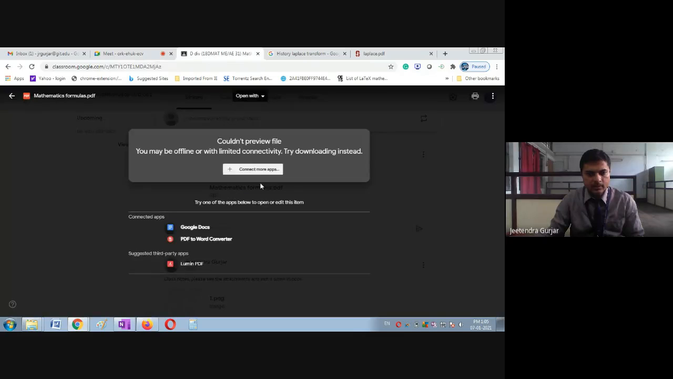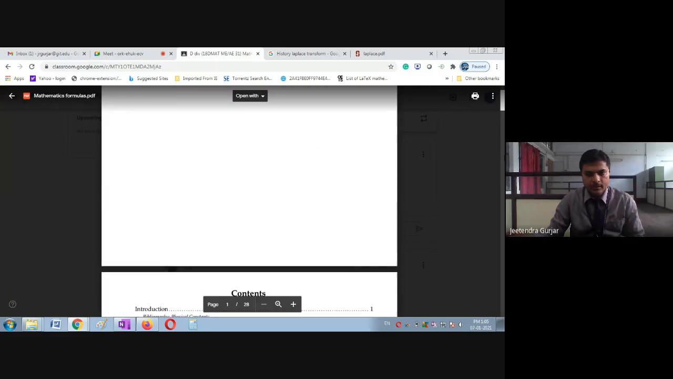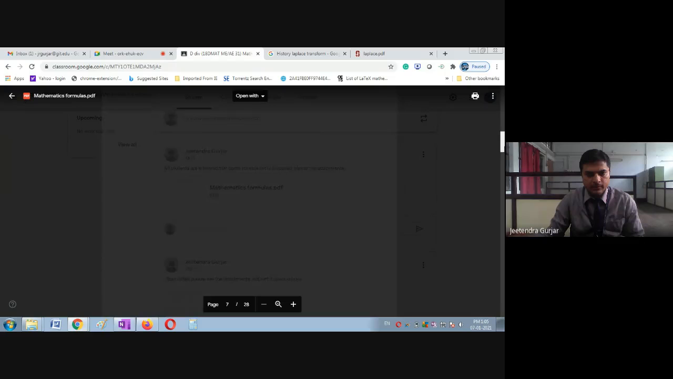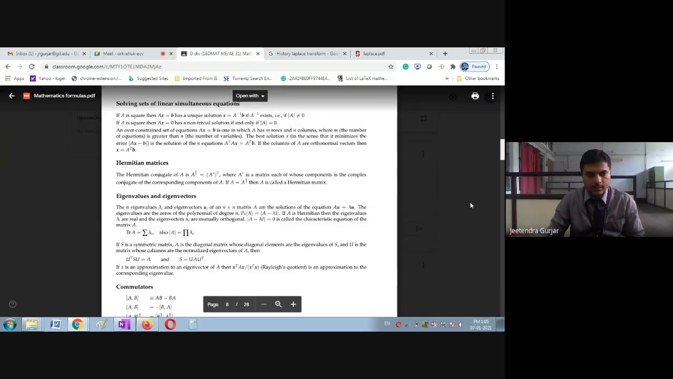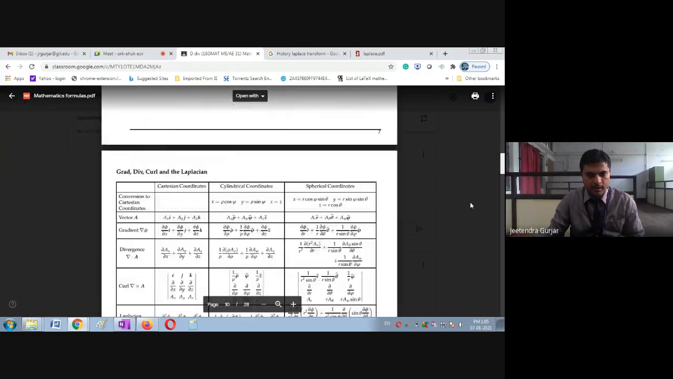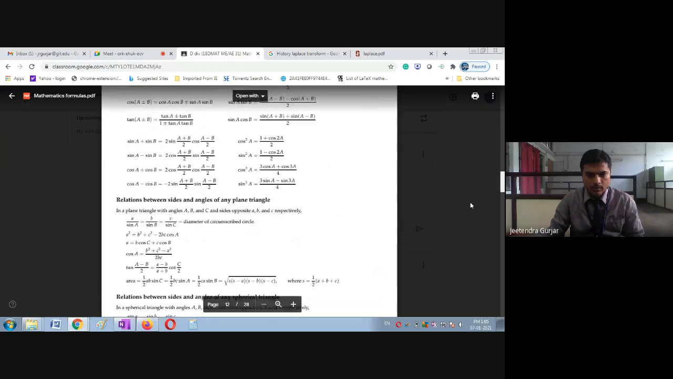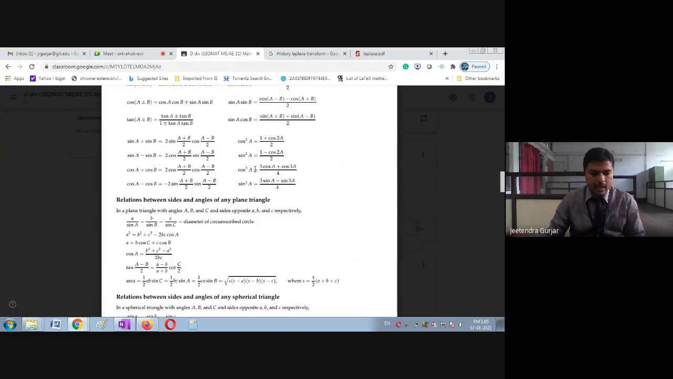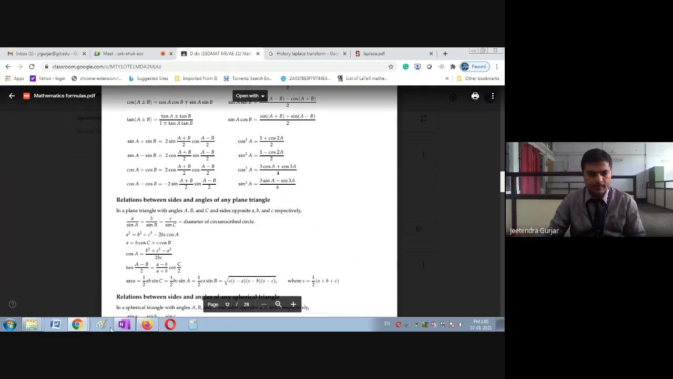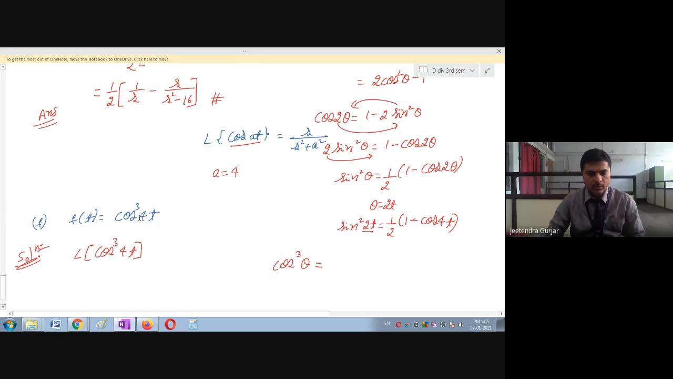You can go through any formula list, students. Yes, you can easily see in the trigonometric formulas, one can easily find the formula and write it down properly. So you can see cos cube A is equal to (3 cos A plus cos 3A) divided by 4. So please copy down this formula and substitute here. A is equal to 4t.